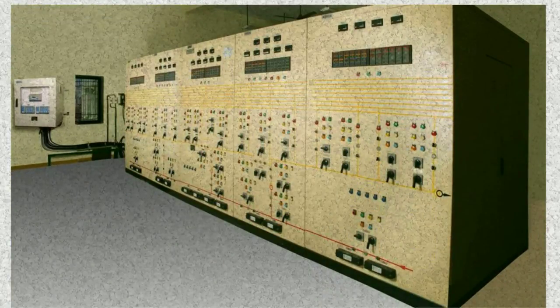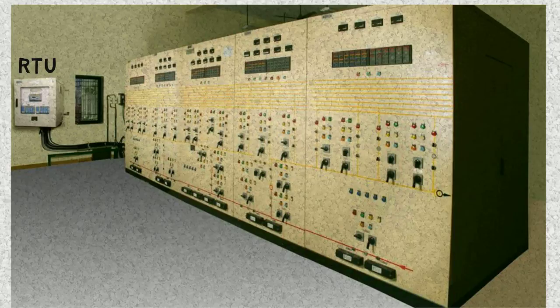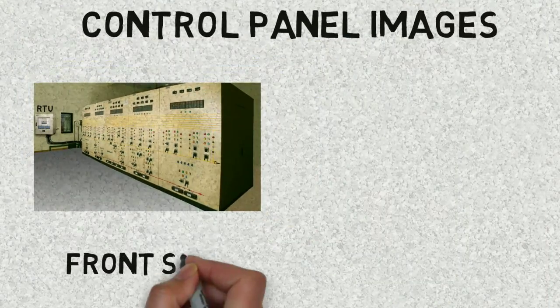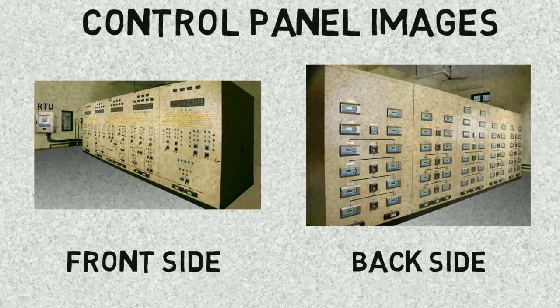This is the front side of the control panel, and over there is the remote telemetry unit which is situated. And this is the back side of the control panel. Now let us move towards the problems with the current railway system.